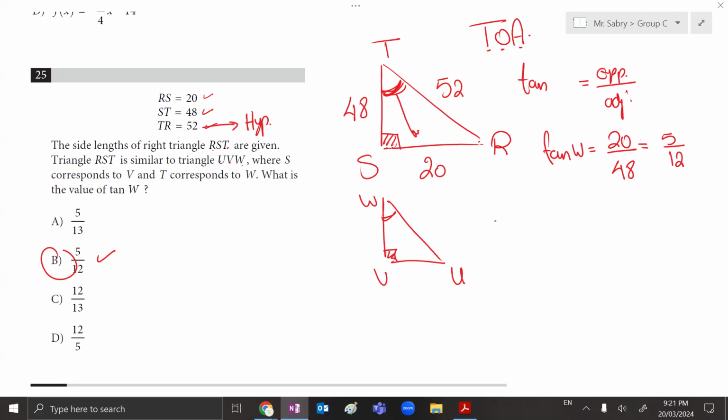The important thing is keeping in mind that S is supposed to be where the 90 degrees is. That's what matters. How did we know that S is supposed to be where the 90 degrees is? Yes, because you identified at the beginning that the hypotenuse is TR, correct? Yeah, because TR is the biggest, 52 is the biggest among the three of them, right? Oh yeah, makes sense. So that's how we figured out that S must be the 90 degrees.